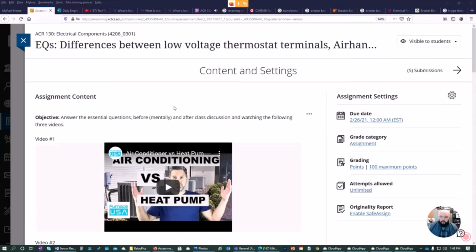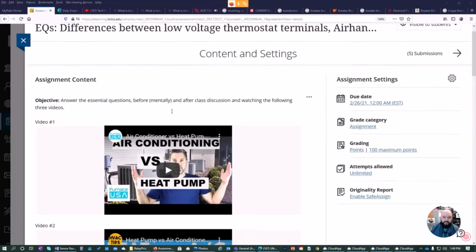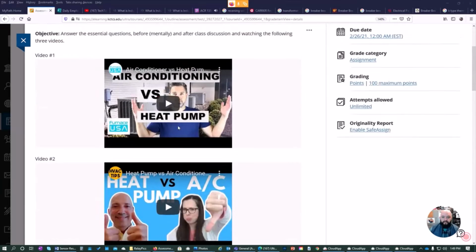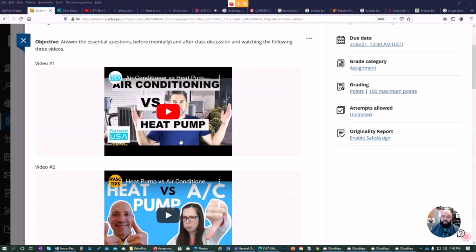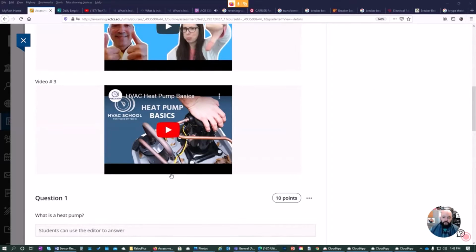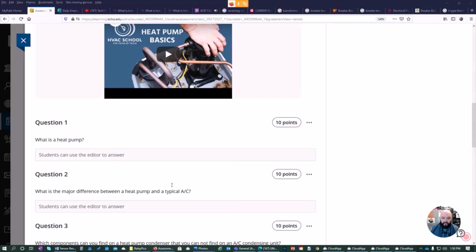Alright gentlemen, in module number 2 we're going to review the EQs entitled Differences between Low Voltage Thermostat Terminals, Air Handlers versus Heat Pumps and ACs. I've given you 3 resources that talk a little bit about the differences between heat pumps and ACs. And then we've spent a lot of time on gas furnaces as well.